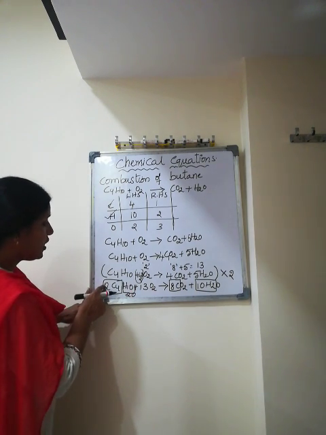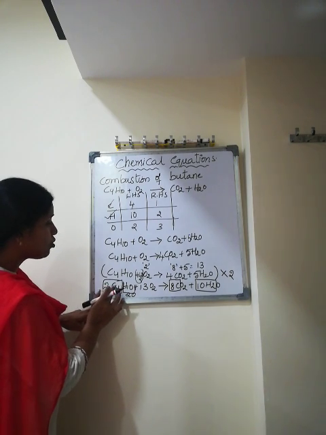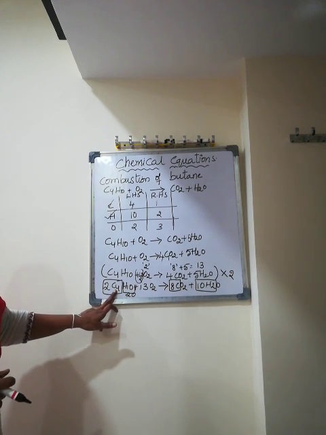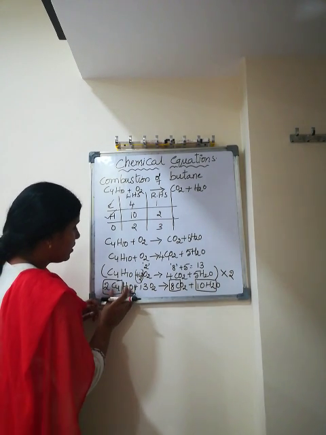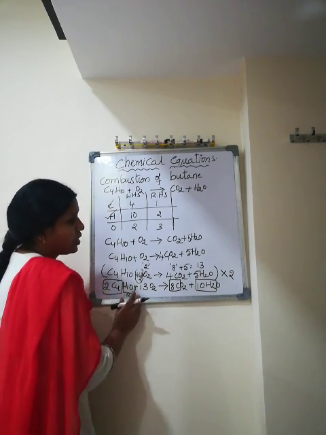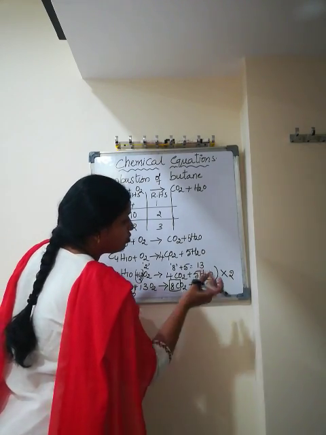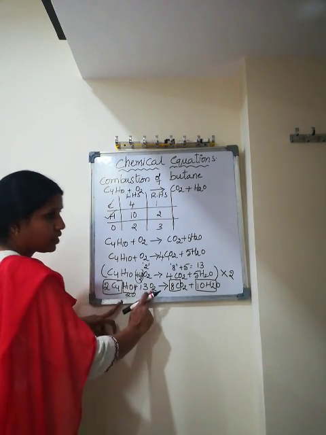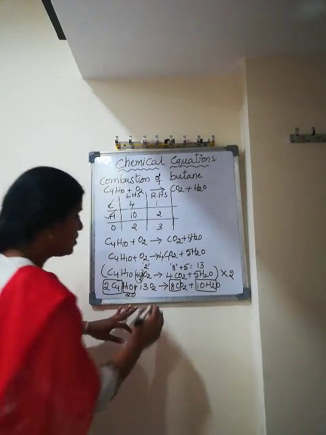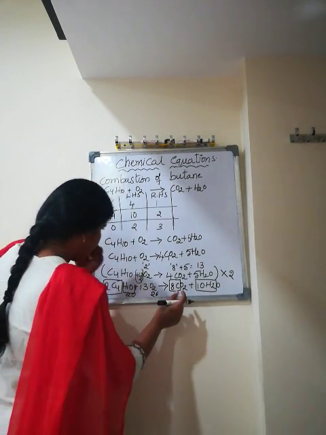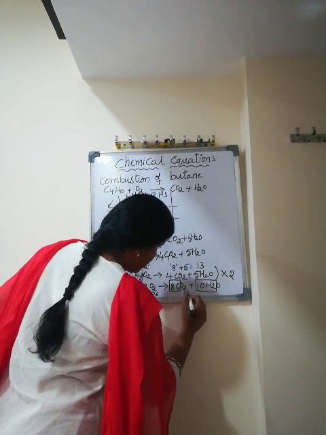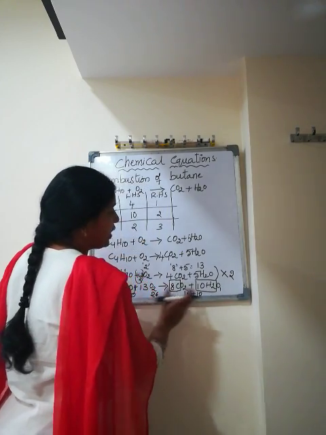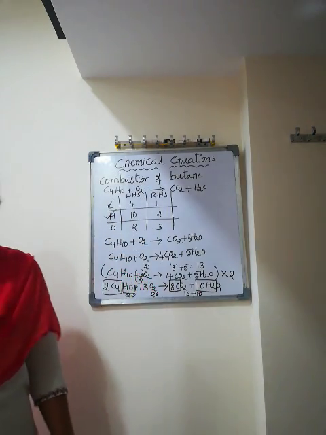The number which is there before the chemical formula belongs to both carbon and hydrogen. Means here the 2 belongs to both carbon and hydrogen. So if you multiply this 10 with 2, totally 20 hydrogens are there. On the product side also 10 into 2, 20 hydrogens. Coming to the oxygens, 13 2s are 26 oxygen atoms. On the product side, 8 2s are 16 plus 10 ones are 10, totally 26 on the reactant side and 26 oxygen atoms on the product side.